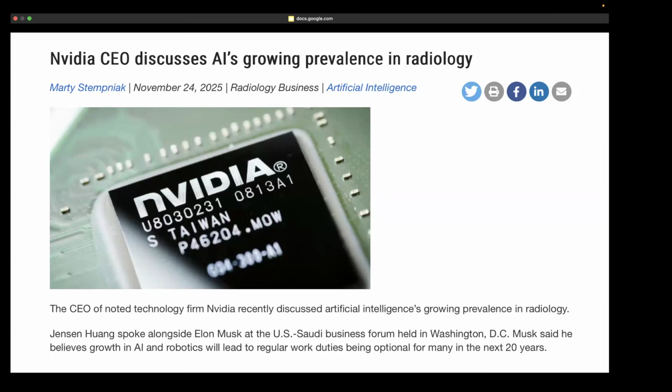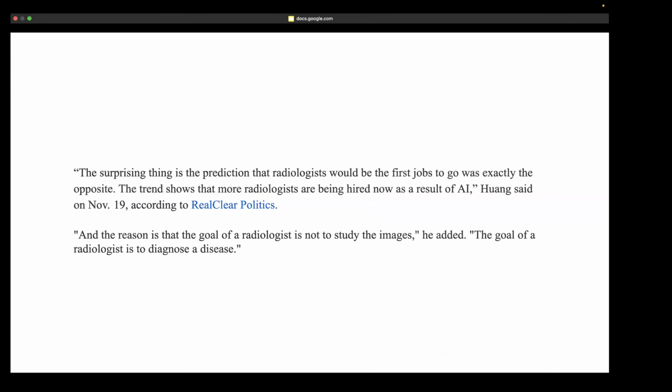So very recently, just a couple of weeks ago, NVIDIA CEO Jensen Huang was discussing AI's prevalence in radiology, and I thought there was an interesting quote that he said. Huang was saying the surprising thing about the prediction that radiologists would be the first jobs to go was exactly the opposite. The trend shows that more radiologists are being hired now as a result of AI.